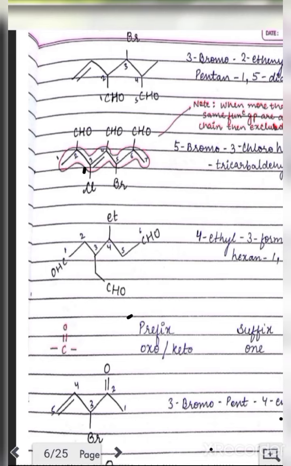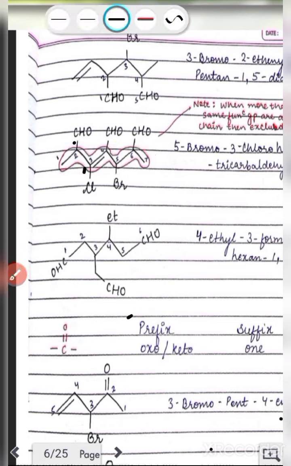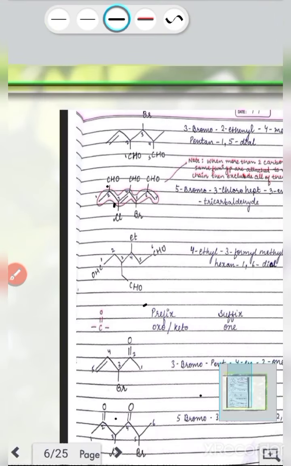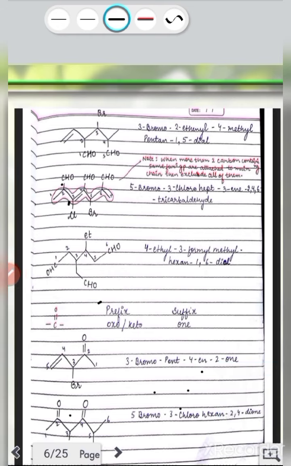In this example, this is the main carbon. The CHO group is directly attached to the main carbon chain here. That's why all three of them cannot be included in the same parent carbon chain. So we excluded all three of them from the parent carbon chain and treated them as the carbaldehyde group. So this will be our main chain, and the name will be 5-bromo-3-chloro hex-3-ene-2,4,6-tricarbaldehyde.